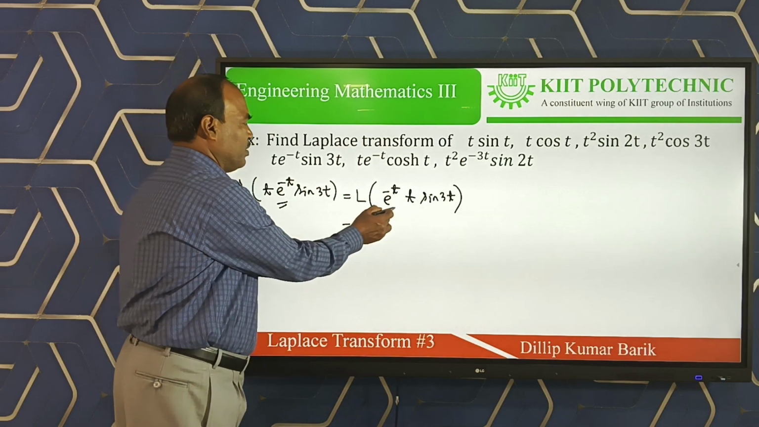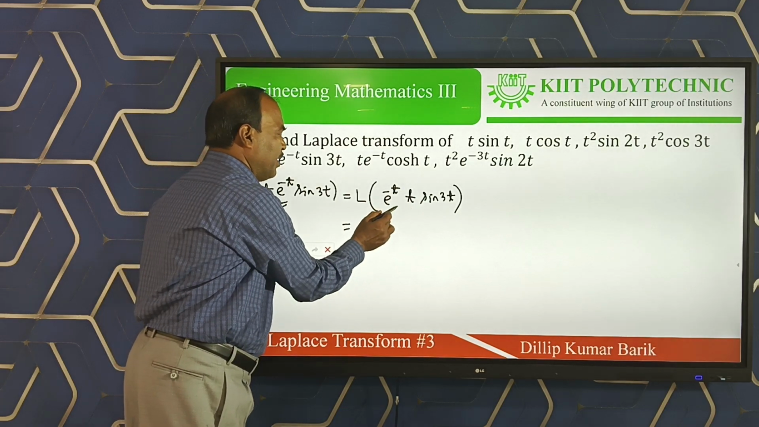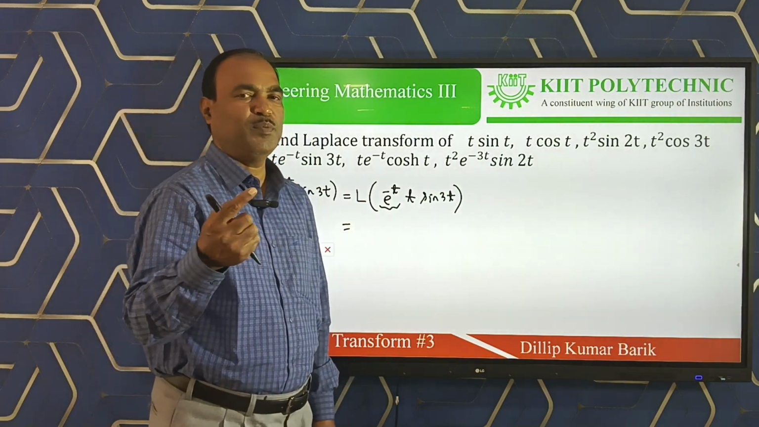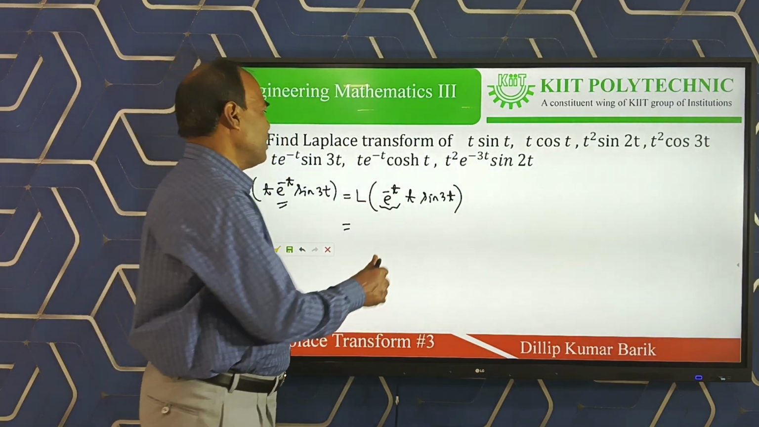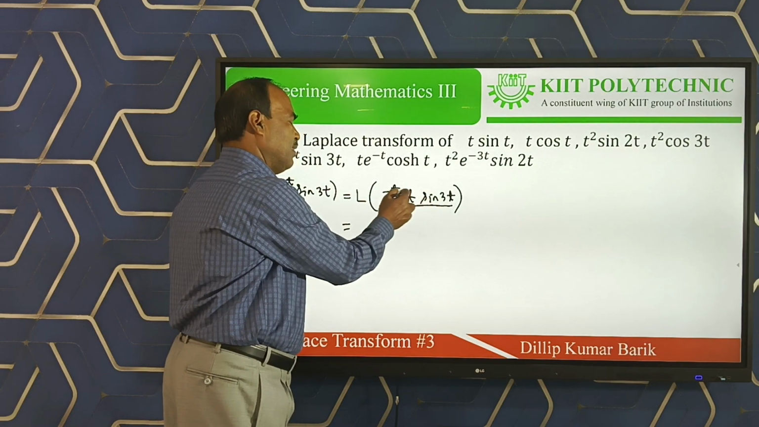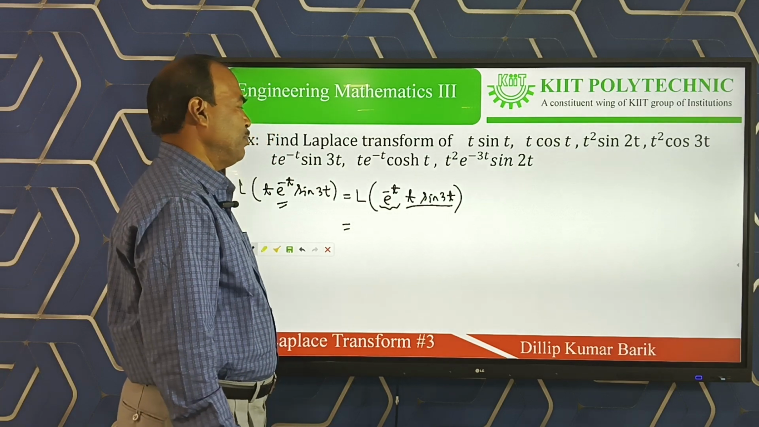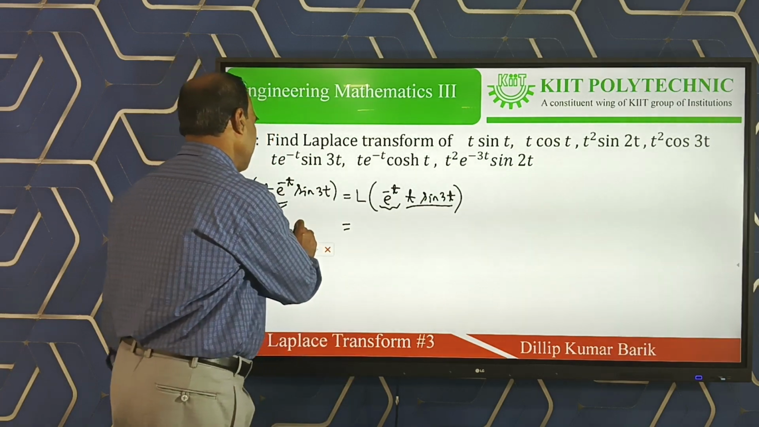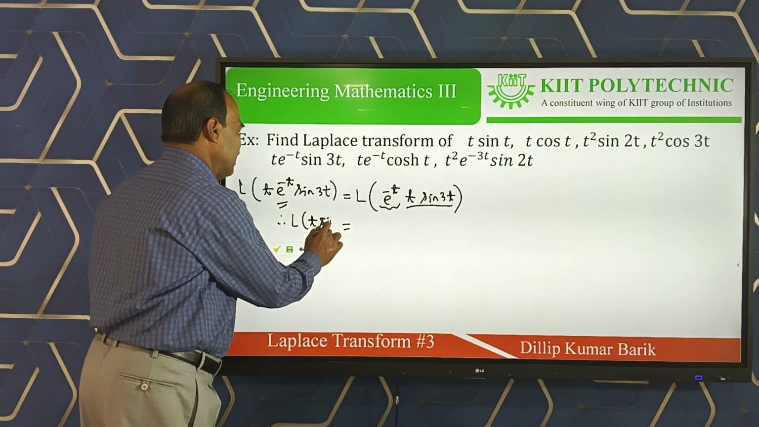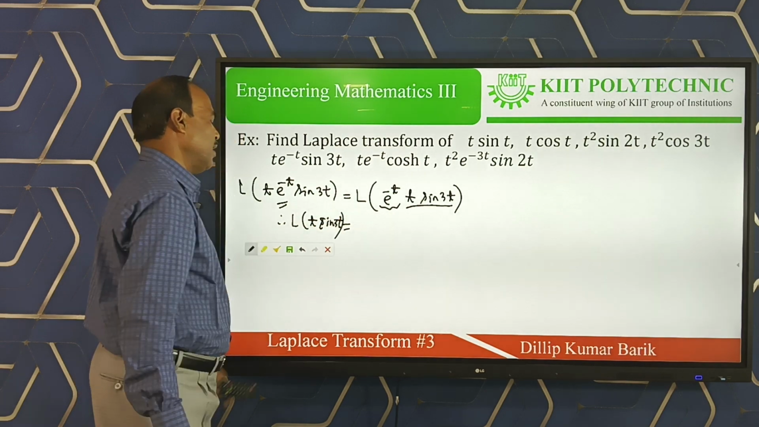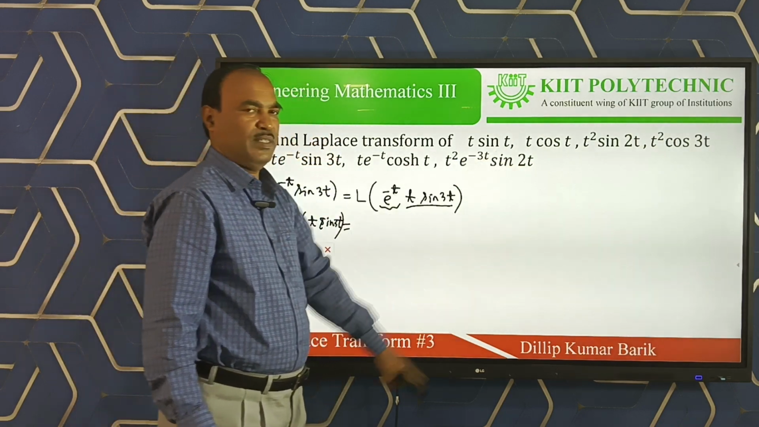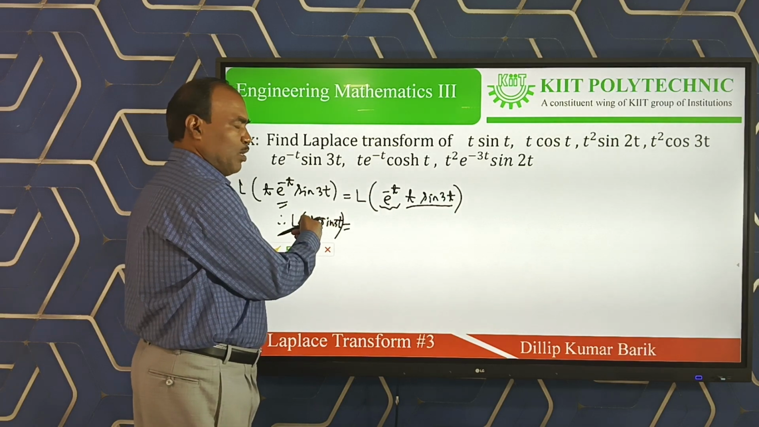Now see this function in total. Here e is there. E means it will clearly be a shifting property related question. So first what do we find? First find the Laplace of t into sin 3t, then apply the shifting property. So let us simplify first. Therefore first you find the Laplace of t sin 3t. And how is it possible? Exactly like the questions t sin t, t cos t. Again apply the formula since t power 1.